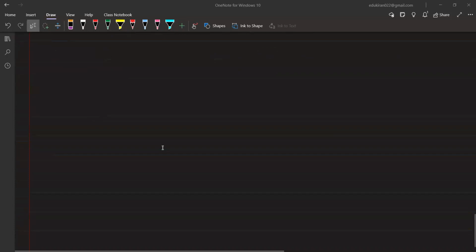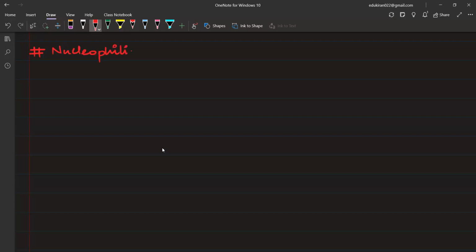Okay. After this, you will write nucleophilic substitution of haloarene. First important point is that haloarenes don't show nucleophilic substitution reaction at room temperature, due to the following reasons.